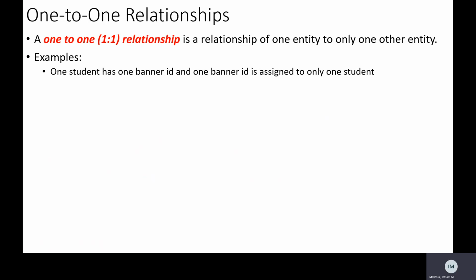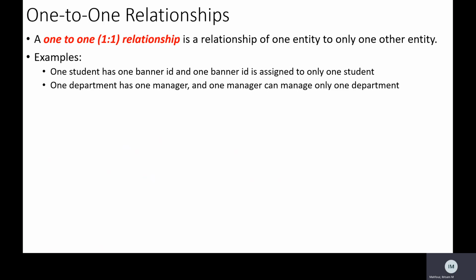So you as a student have only one banner ID. You can't have 2 or 3. At the same time, that banner ID that we give you is only assigned to one student. So this is a one-to-one relationship. A student has one banner ID, a banner ID assigned to only one student. A department has one manager, and one manager can manage only one department. That would be a one-to-one relationship.